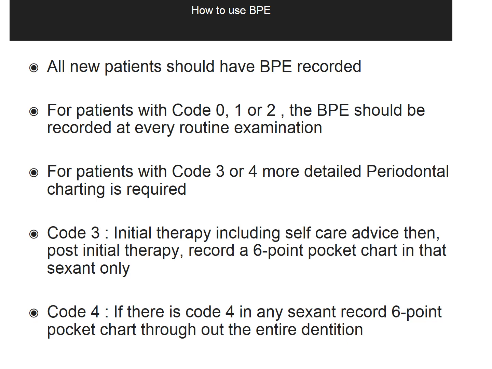In that 6-point periodontal charting, you will have probing depth, bleeding on probing, recession, mobility. All these points need to be checked in the 6-point periodontal charting. When you have code 3, you need to have initial therapy including self-care advice, then post-initial therapy and a 6-point recording chart in that section only. So basically, when you are recording with the BPE, you have 6 sections. The upper has 3 sections and the lower has 3 sections.